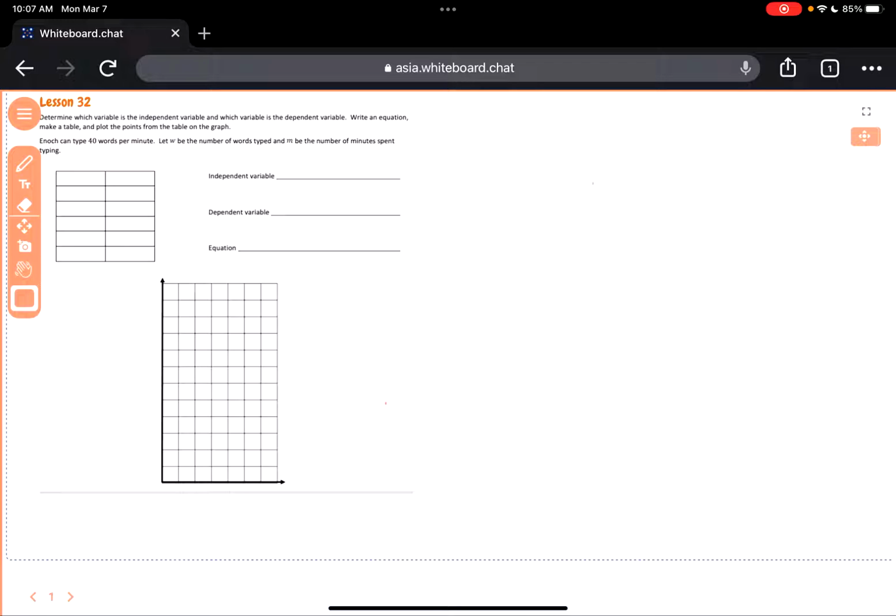Now, do the minutes depend on the words typed, or do the words depend on the minutes? Correct. So, the minutes are the independent, and the words are dependent. Right?